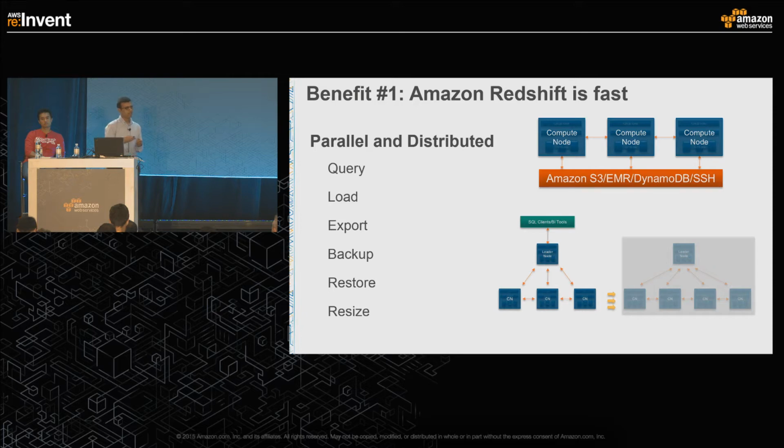Redshift is also fast because of the way the various operations needed for processing queries and for maintenance of the clusters all happen in a parallel and distributed manner. Queries happen in parallel and they're distributed. Loads, unloads, backups, restoration, resize, all of these operations are parallel, which means the performance of your cluster across these operations grows linearly as you add more nodes.